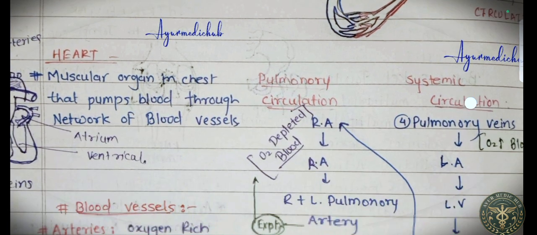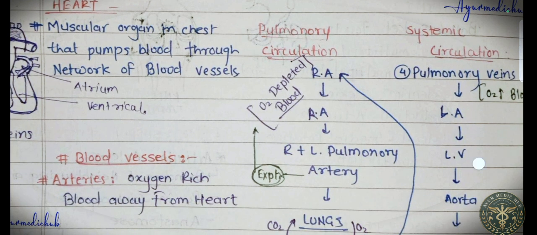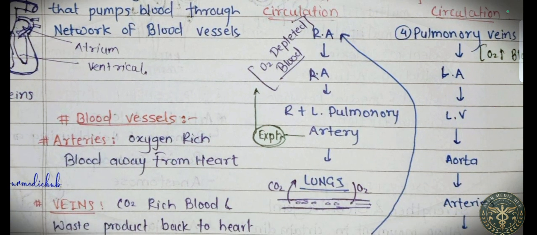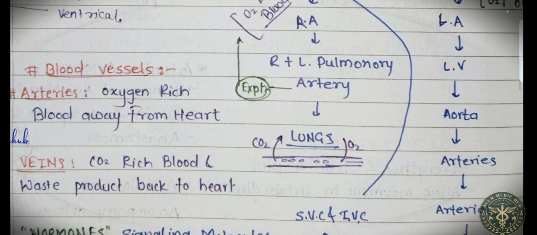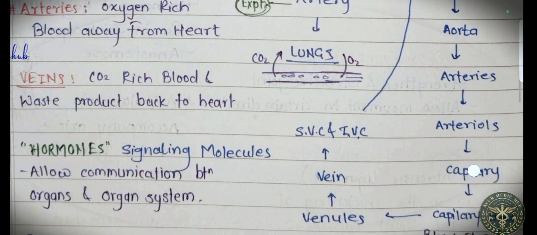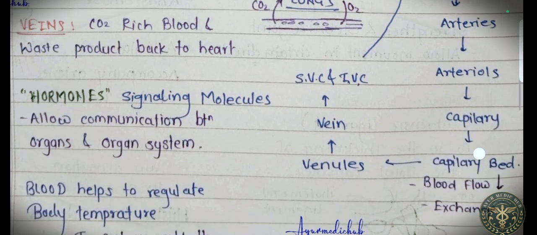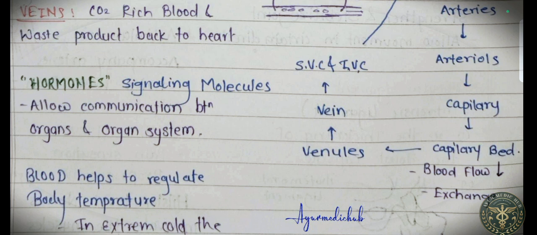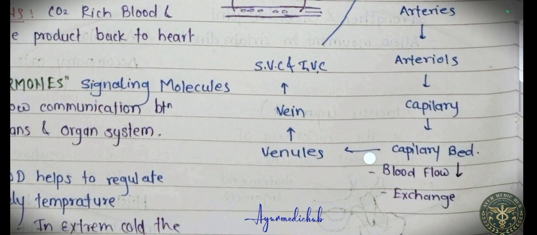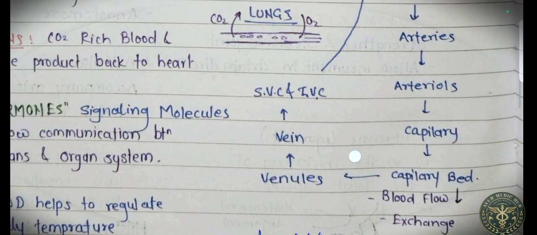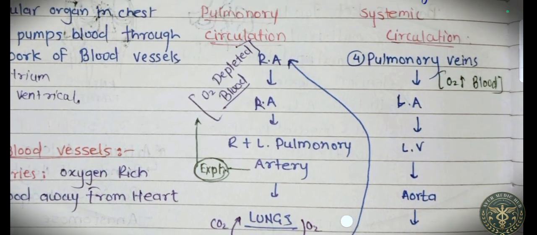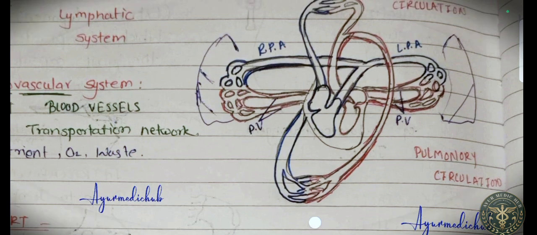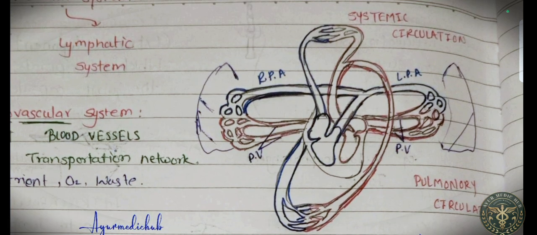and from there it goes to the left ventricle, and from the left ventricle it goes to the aorta, and from the aorta it goes to arteries, arterioles, capillaries, and then the capillary bed, where the exchange of blood fluids and oxygen takes place. From there, the blood passes to the venules, then veins, and the superior and inferior vena cava. The blood is passed to the right atrium again. This forms the complete circulatory system of the body.